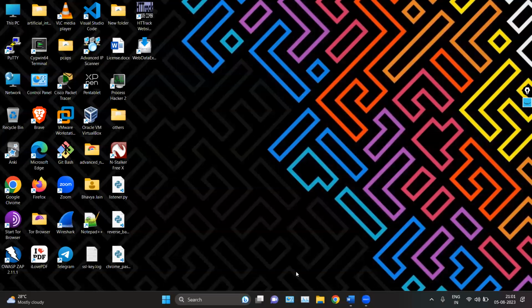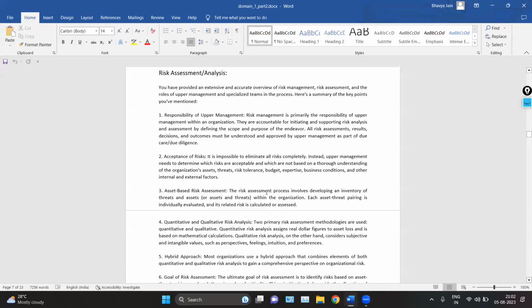So in this session, we will continue with the risk assessment, or we can say risk analysis. Previously we have discussed what risk is, how we can define risk, and how we can analyze risk on the basis of risk metrics, which is high, low, or medium. And we have discussed many other factors. Now we have risk assessment. So we were on risk management.